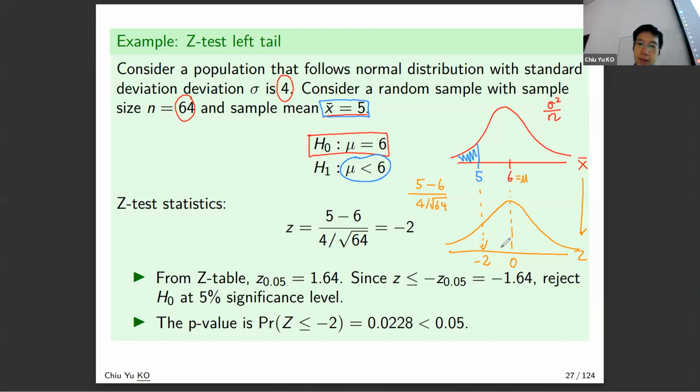And is the area big or small? Of course, you can calculate directly using the Excel function, NORM.S.DIST of -2, TRUE, and then you're done, because that gives you the left area. Once you did that, this is the answer, and this is less than the 5%.